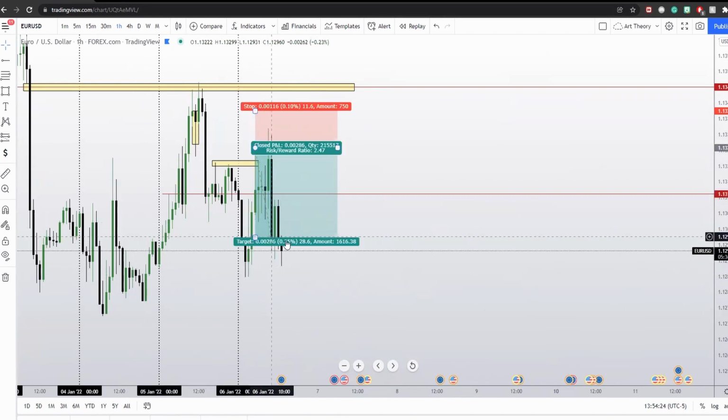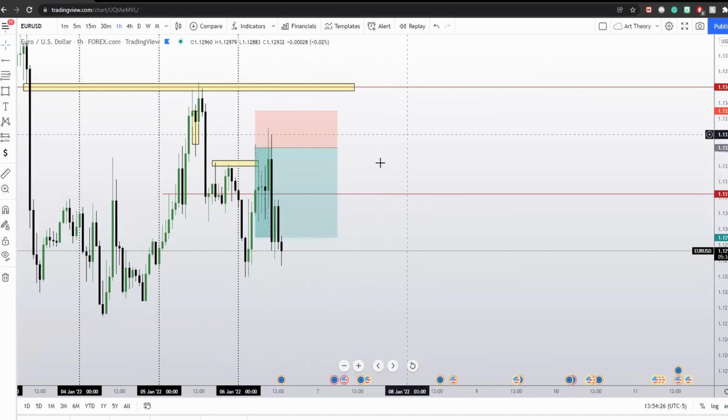So as soon as it came down, did this, I was like, all right, let me just get out of this trade. I did not want to get hit by anything crazy going higher.